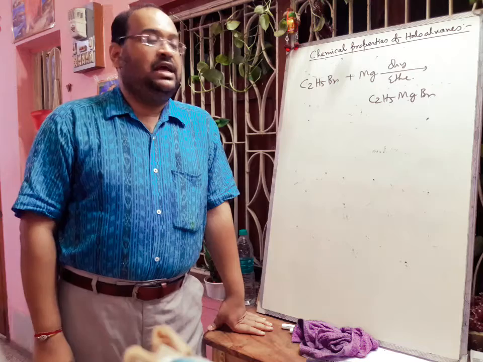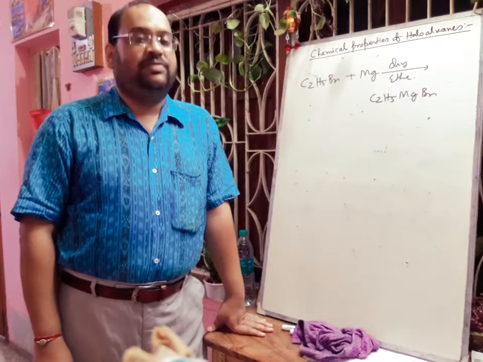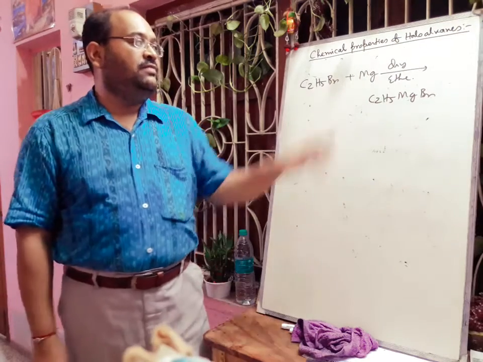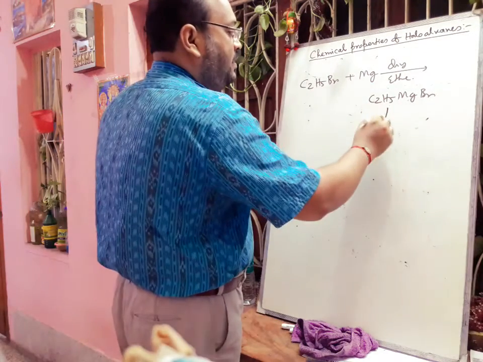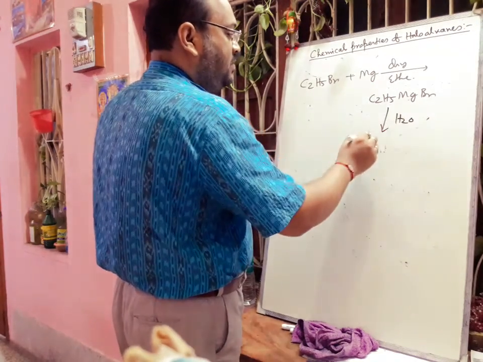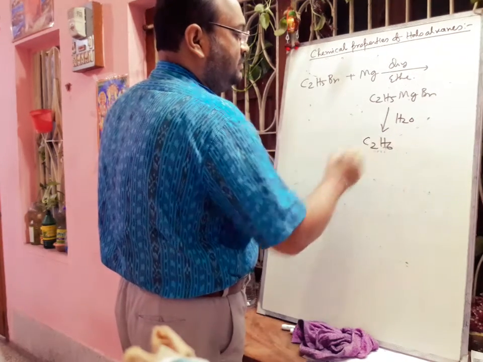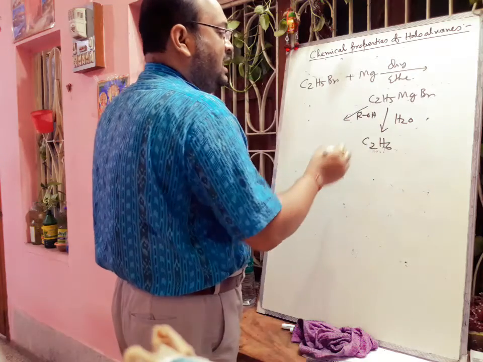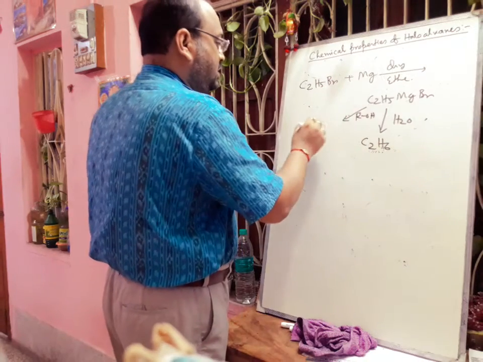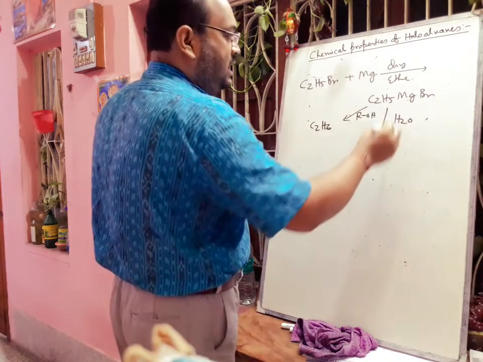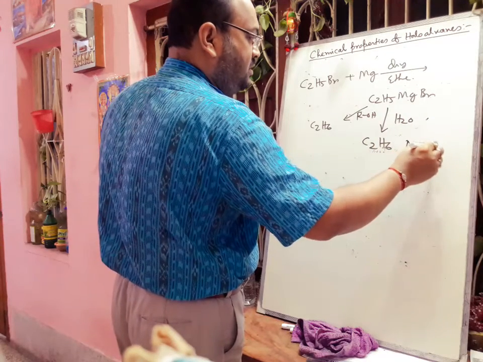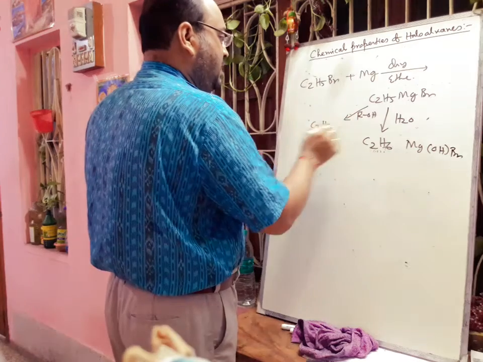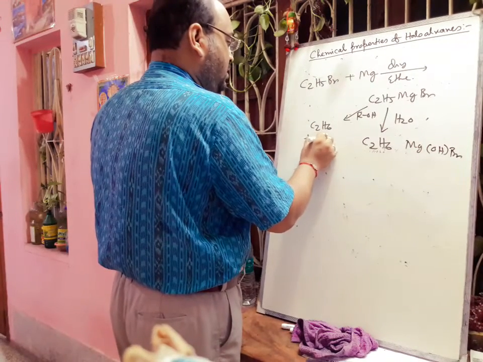And these types of reactions have wide application. We can prepare different types of compounds. Here if we give water, then there will be formation of C2H6, ethane. Here if we give alcohol, this can easily take one acidic proton. There is also formation of ethane, and here it will convert into magnesium hydroxybromide. In this reaction, if we give alcohol, then it will form MgOR.